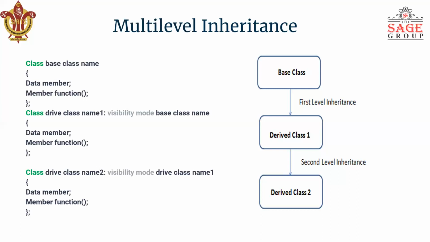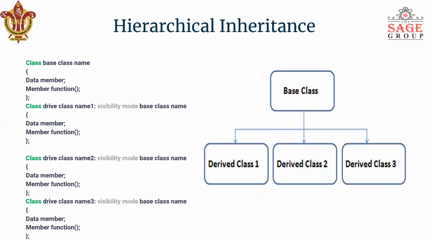Again, that derived class 2 also contains its own data members and member functions. It also inherits the base class and the derived class 1.